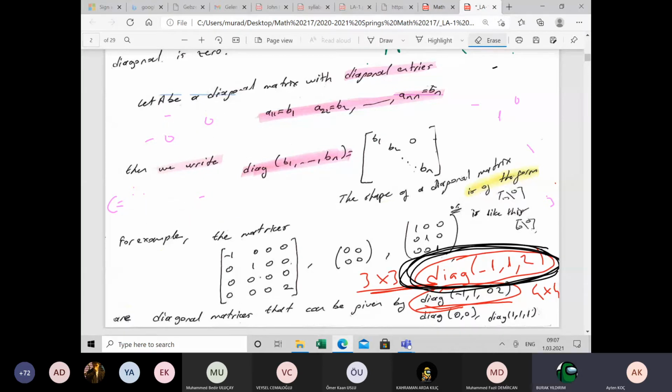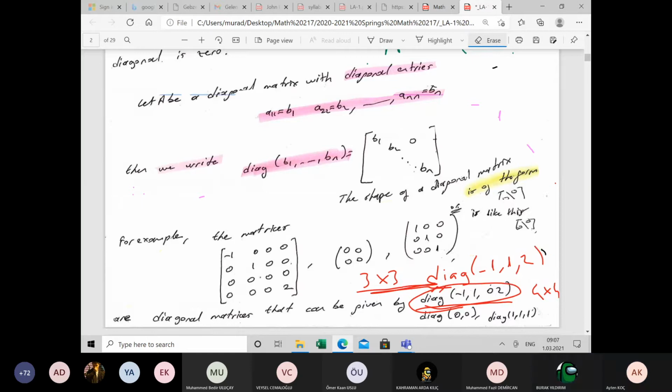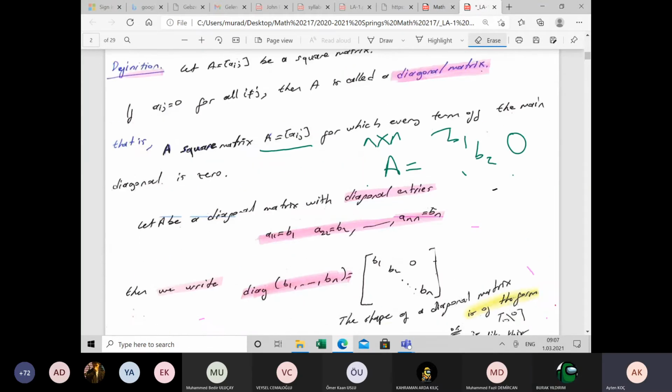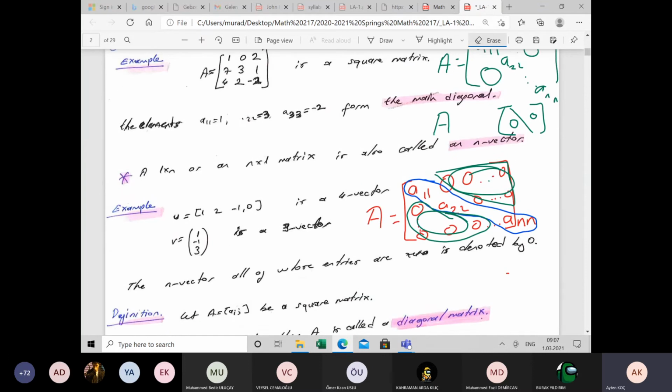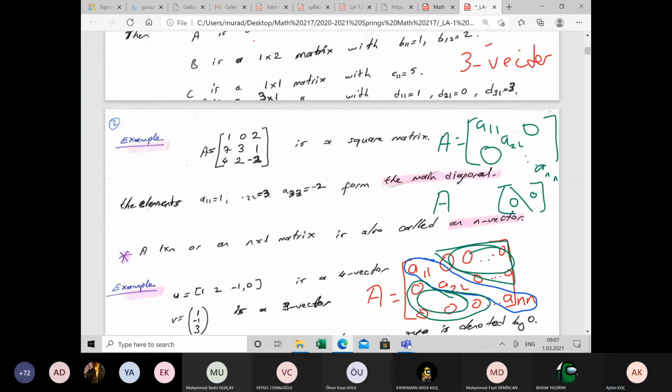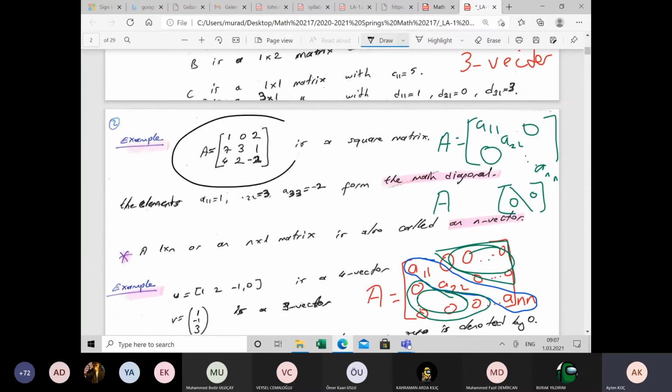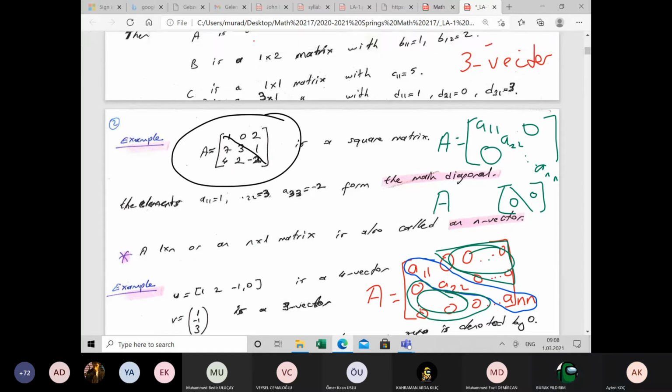Teacher, can we call every square matrix a diagonal matrix? It is not possible. What is the reason? Look at this one and the matrix A: it is square, but not diagonal, because this one is not 0. It's okay. Thank you, teacher. You're welcome.